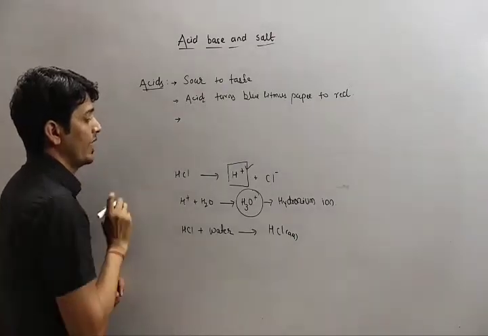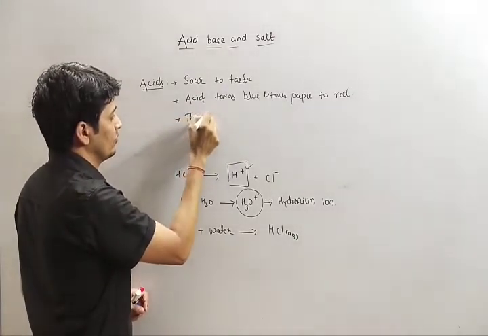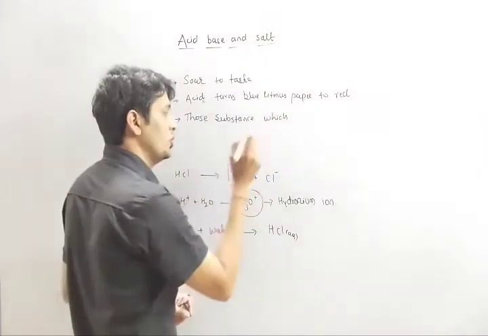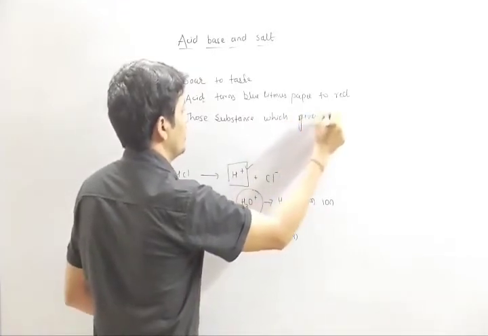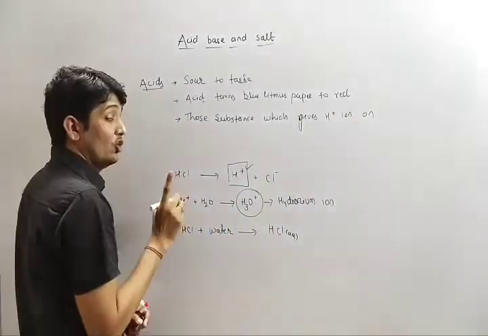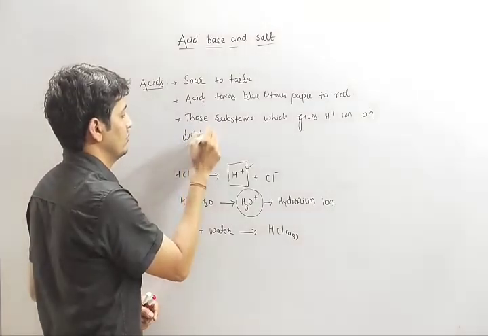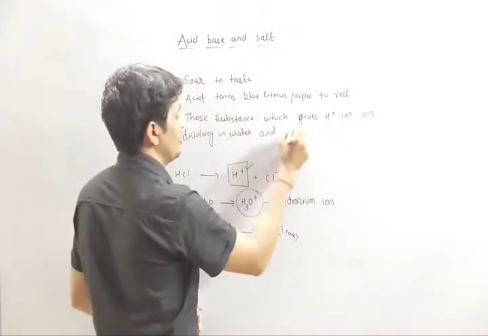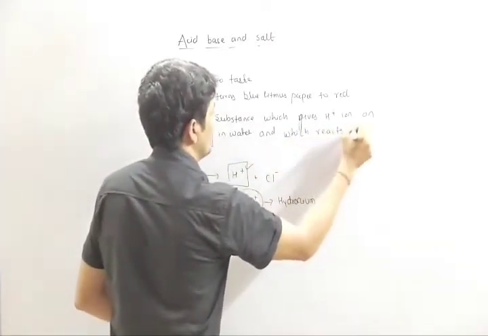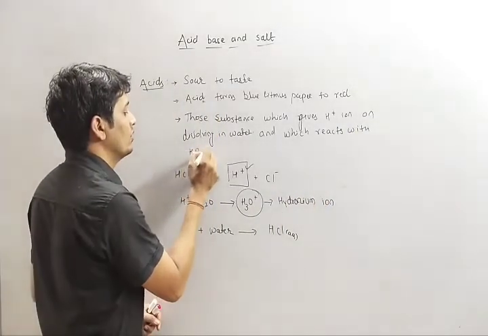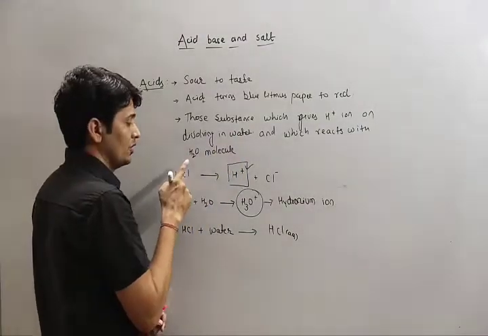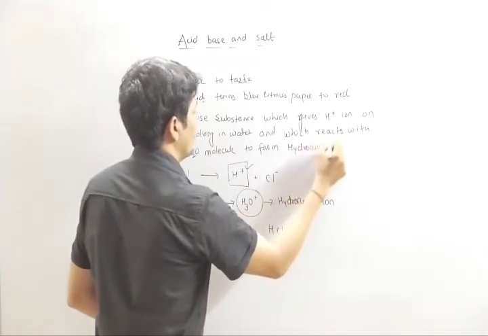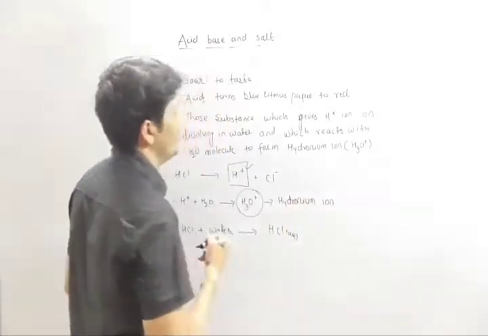So this is the third condition for acid. Those substances which release H positive ion, which give H positive ion on dissolving in water, and which react with a water molecule, H2O meaning water, to form hydronium ion, that is H3O positive, are called acids.